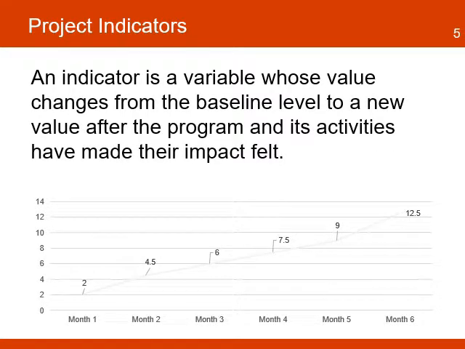An indicator is a variable whose value changes from the baseline level at the time the project started to a new value after the project and its activities have made their impact felt. Each indicator should be defined in precise and unambiguous terms that describe clearly and exactly what is being measured. Indicators should be measured over time until the end of the project, and they should provide values that can track the changes that are happening as a result of the project intervention.